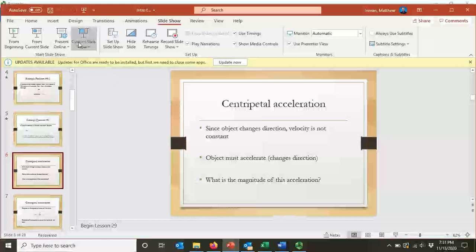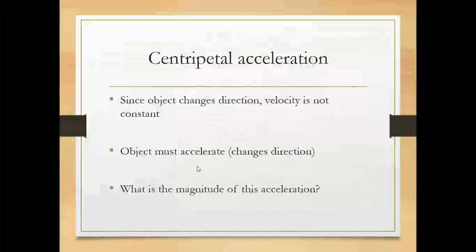So the main goal of this lesson today is to look at centripetal acceleration and centripetal force. When we talk about centripetal, this term actually means center-seeking or center-loving, depending on how you want to define that. Since an object is changing directions in uniform circular motion, its velocity is not constant. If the velocity is changing, there must be a way to define the acceleration for that object, because the object must be accelerating.